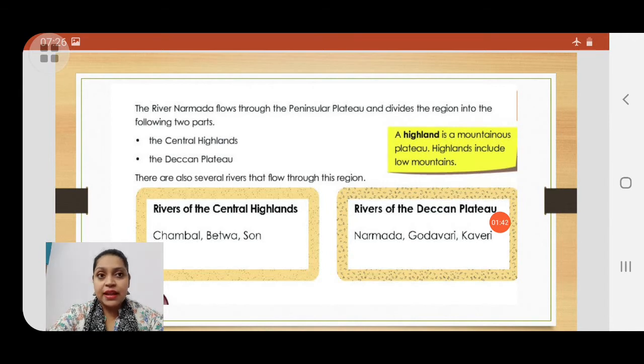And what is a highland? A highland is a mountainous plateau and highlands include low mountains. Generally in a plateau you won't find highlands, but the Central Highlands is a plateau also and it has low mountains, not very high mountains.